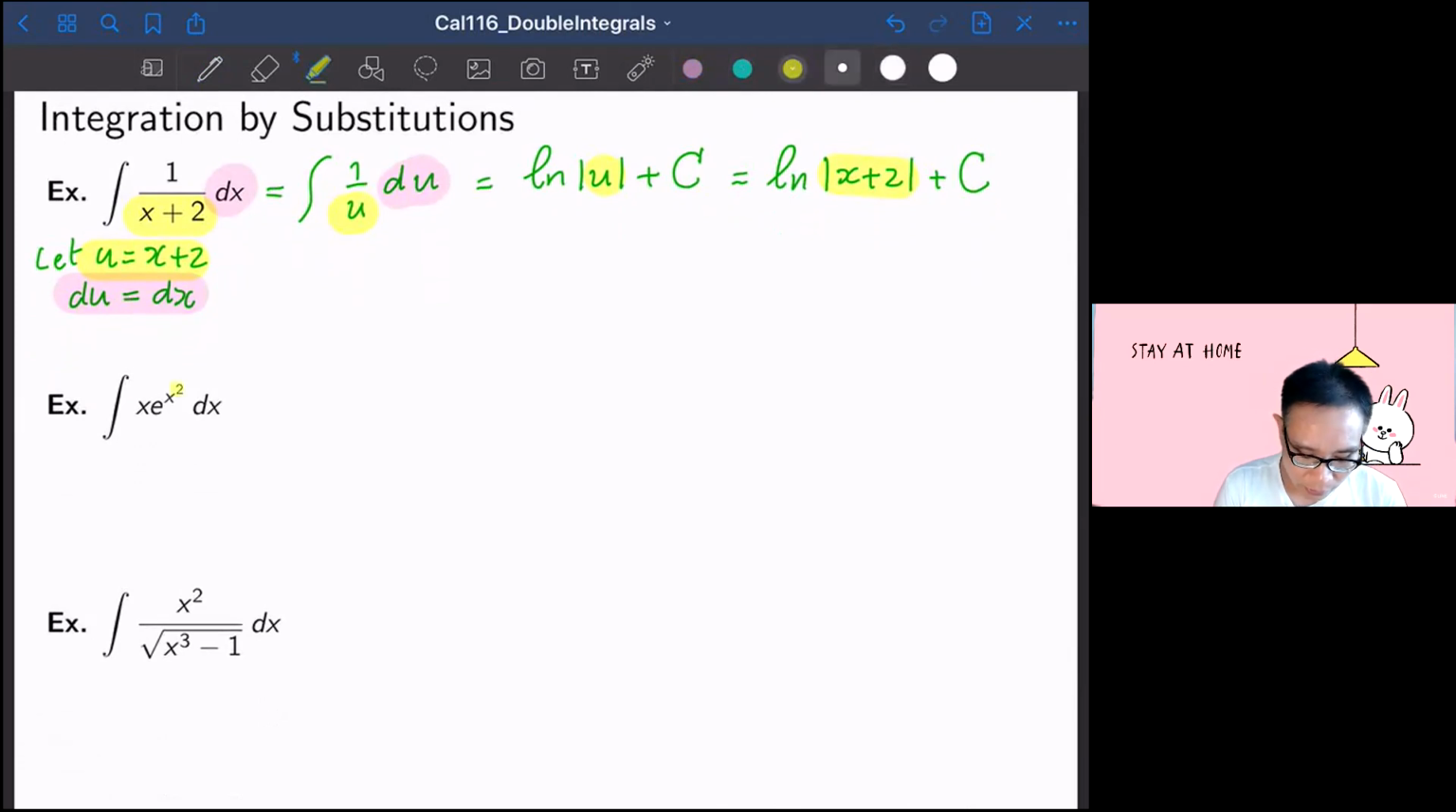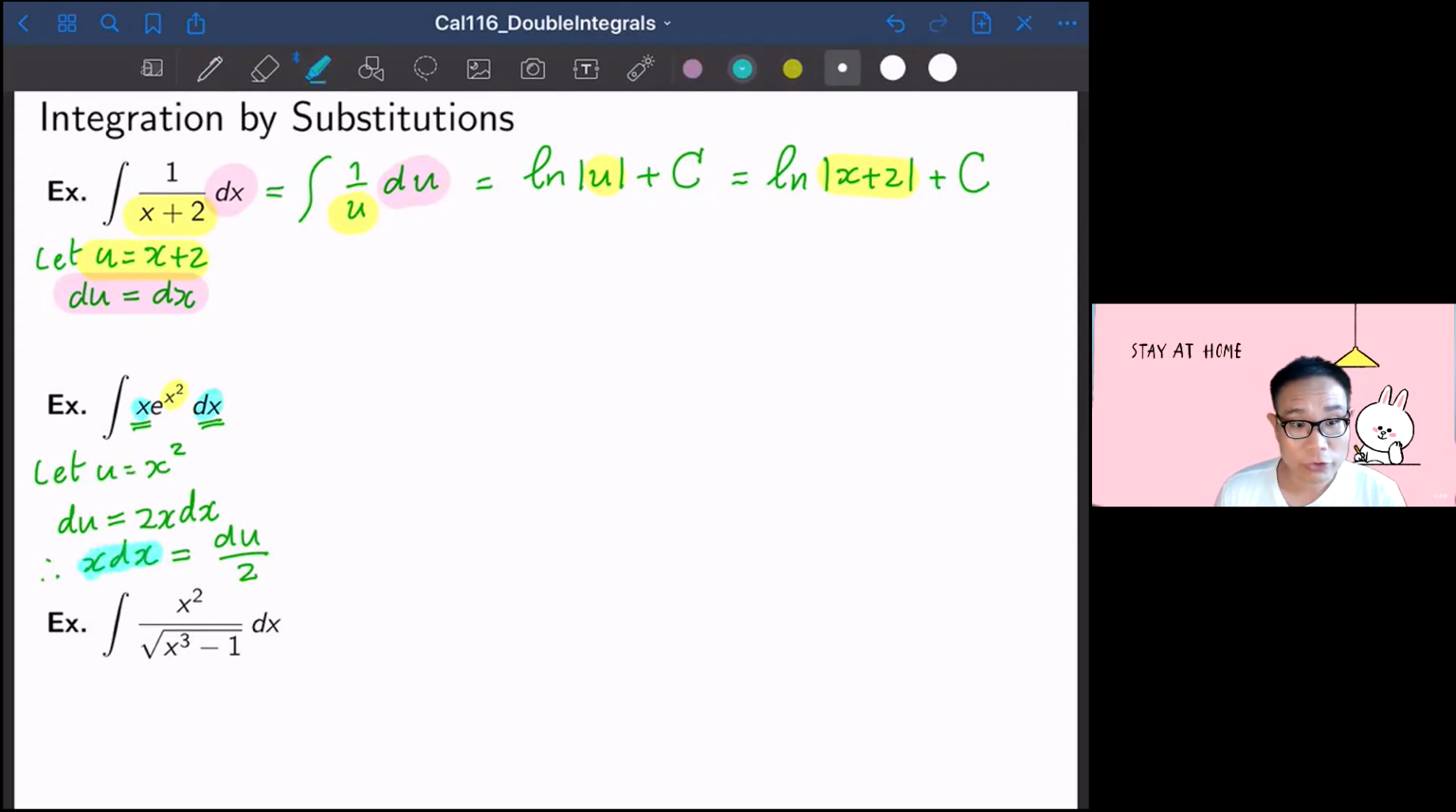And you see that you can make this simple by letting u be equal to x squared. So you let u equal x squared, and you get du equal to 2x dx. This allows you to solve for x dx. So the x dx that you see is going to be du over 2. Okay, so this is the thing that you have learned and done before. It's called integration by substitution.